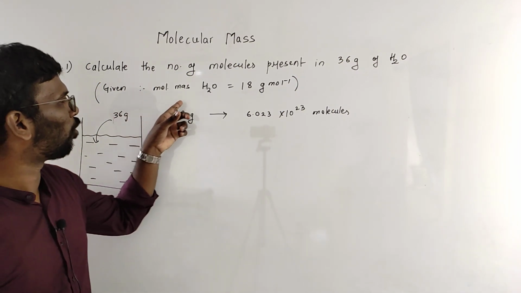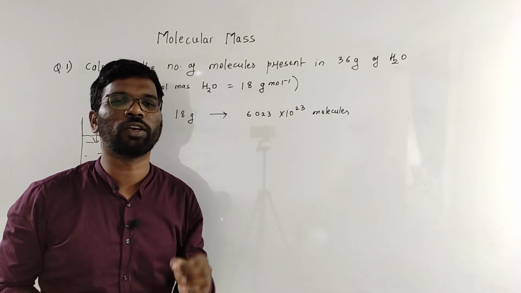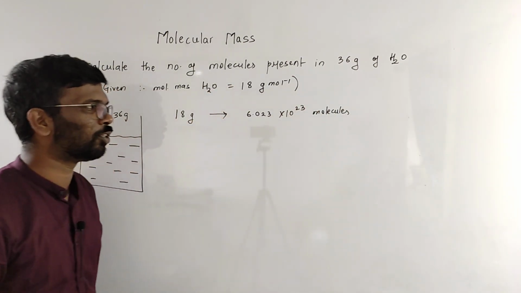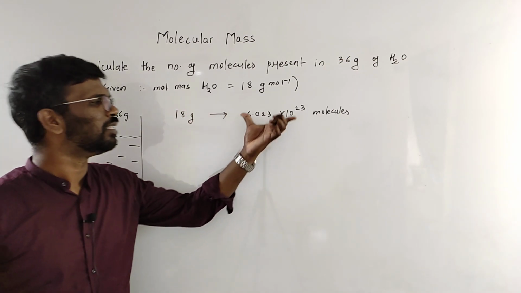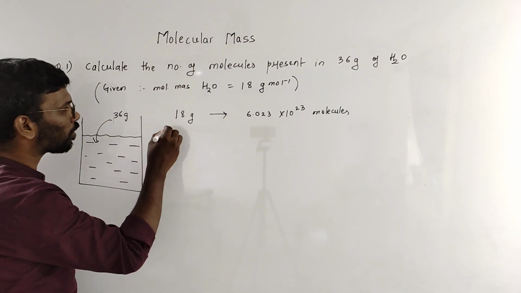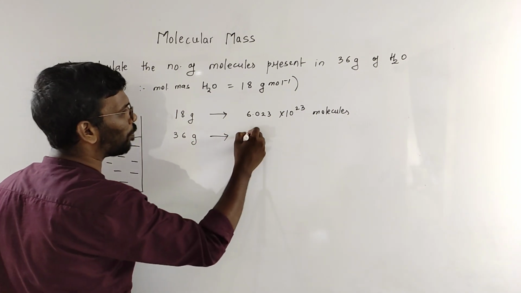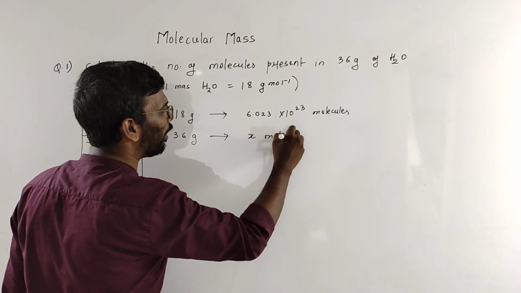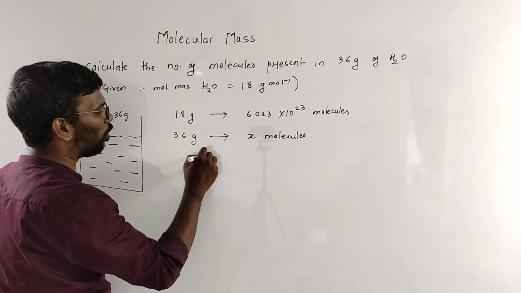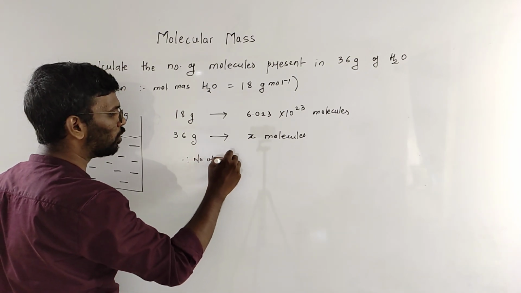From the data I know that 18 gram per mole is the molecular mass of water. Means 18 grams contains 6.023 into 10 raised to 23 molecules. So how many molecules will be there in 36 gram? In 36 gram there will be X molecules, which I have to find. Therefore X is equal to what?